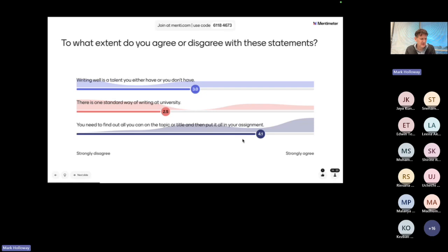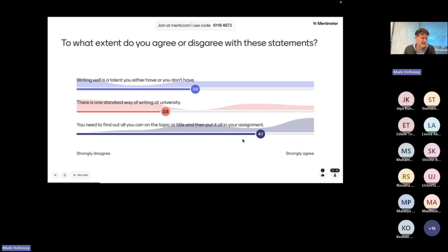I think most of you disagree about there being one standard way of writing at university. No, there isn't one standard way of writing at university. That's because we have different types of writing that we ask you to do. So reflective writing is very different to writing a report on some research you've done, or writing an essay. And the way that you write for one subject might be very different to the way that you write for another.